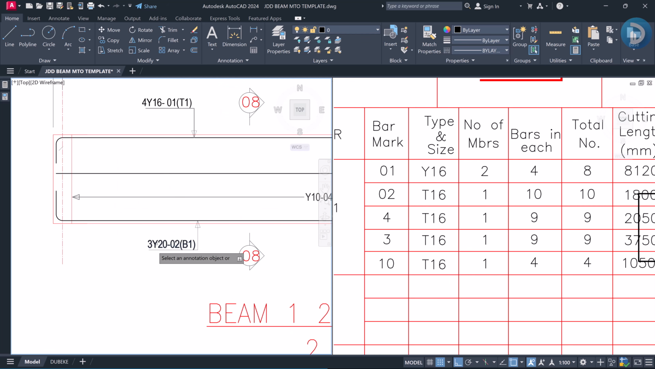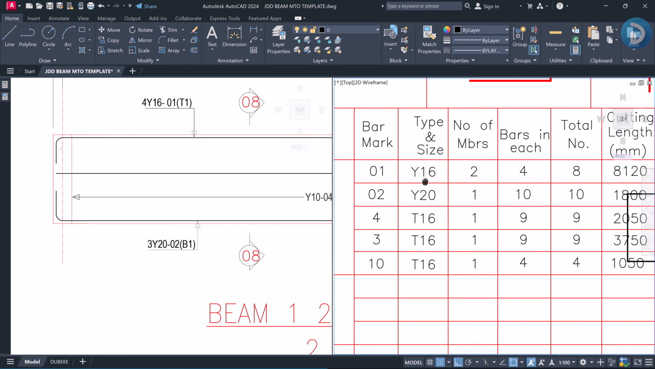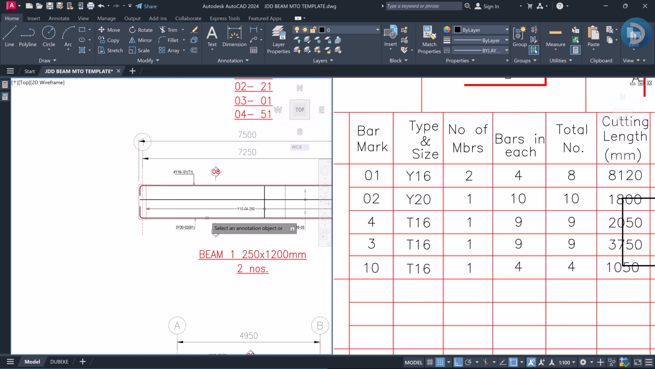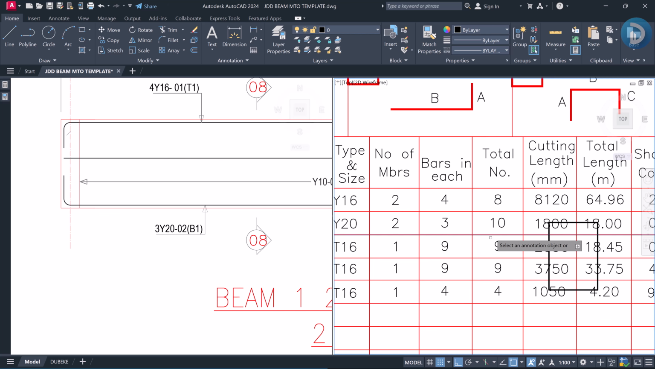Okay, it is a y20 reinforcement, so this changes to y20. And the numbers of members, we have it to be two members as well. This has to be 2. Then the bars in each member, here we have it to be 3y20. So we also have this to be 3 numbers of y20 in each of this beam, and the total numbers of this y20, we have it to be 6 numbers of this y20, right? By multiplying this by this.